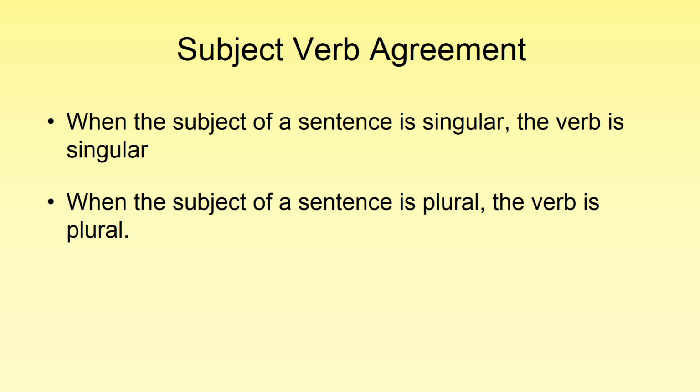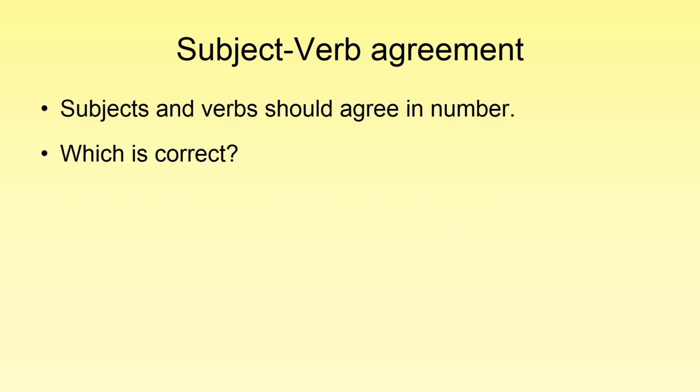We know that sentences and clauses have a subject and a verb. We must remember that the subject and the verb should agree in number. So this means when the subject is singular, the verb is singular. When the subject of the sentence is plural, the verb is going to be plural. Let's take a look at an example of subject-verb agreement.